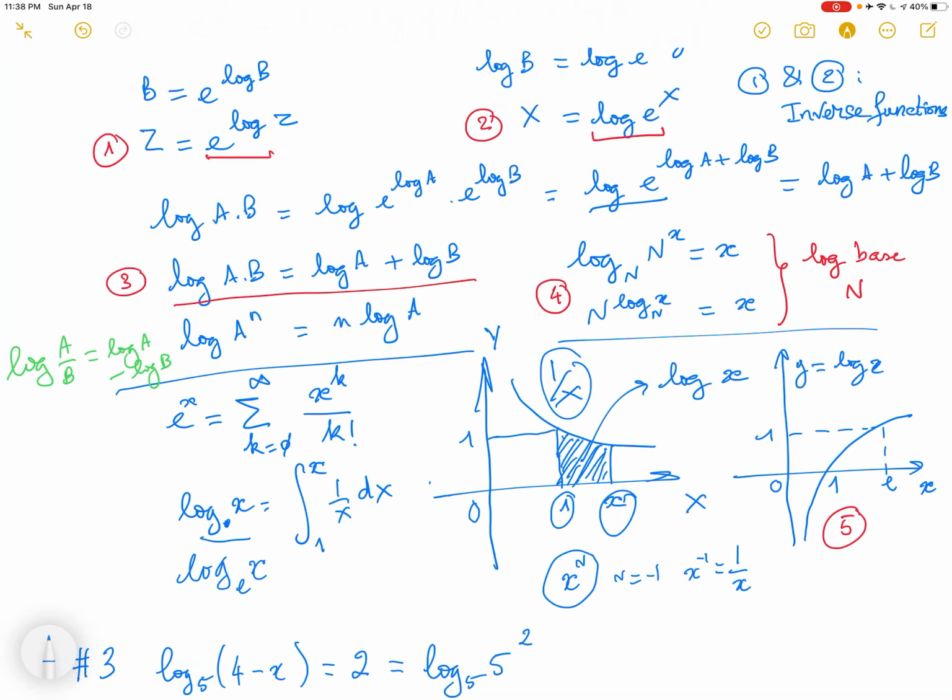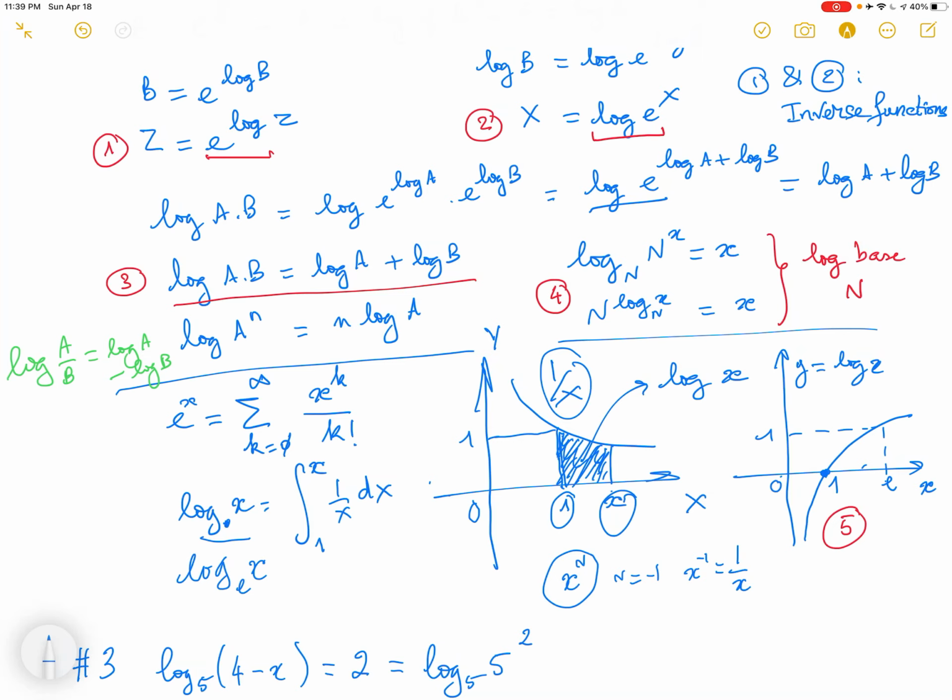Now, note that as far as values of log go, when x is 1, obviously this area does not exist because x coincides with 1. So the area is equal to 0. And when x becomes a value of e, then the area becomes 1.